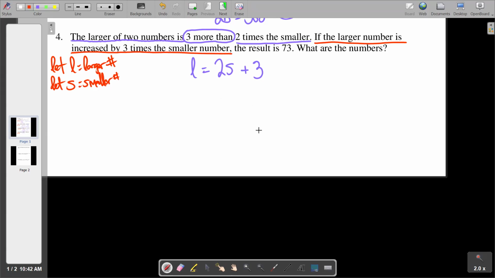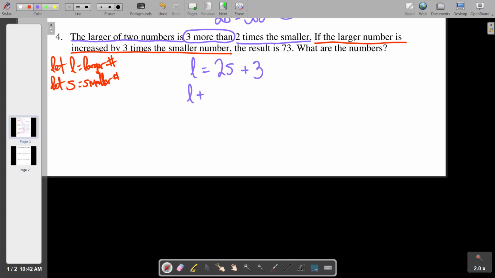Anyone want to take a shot? Jeff? Oh, L plus 3S equals 73. I like the first part. I'm just not going to. Jeff is crushing this. And I hope more of you are too.